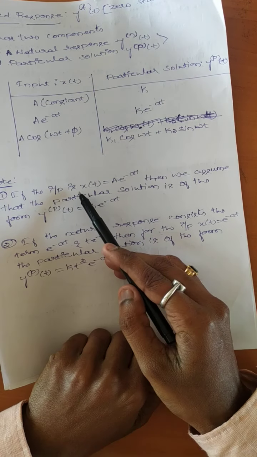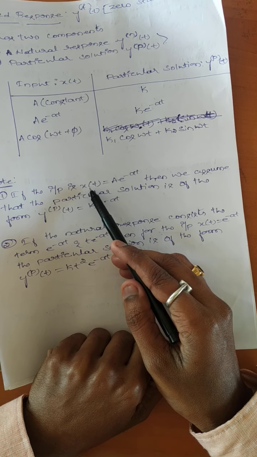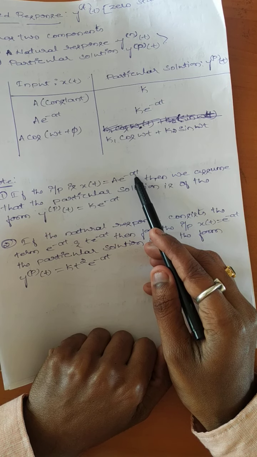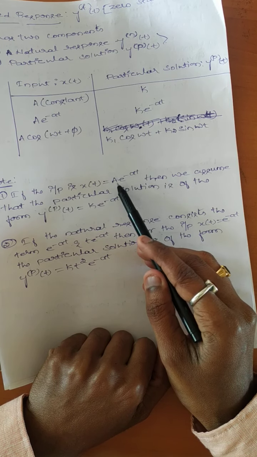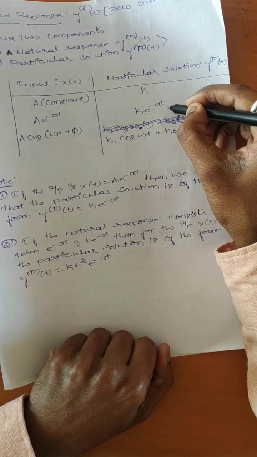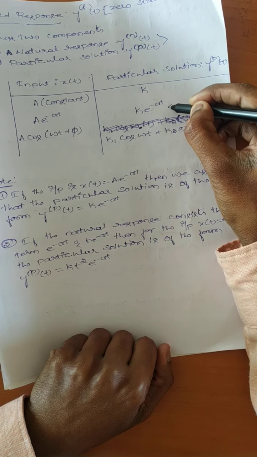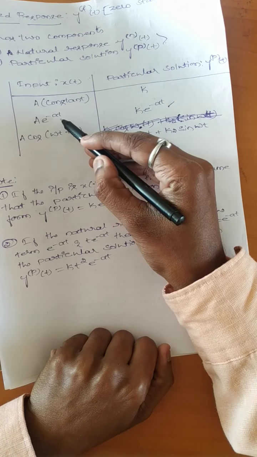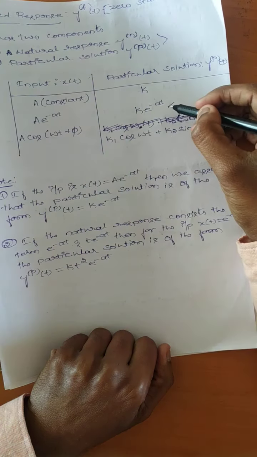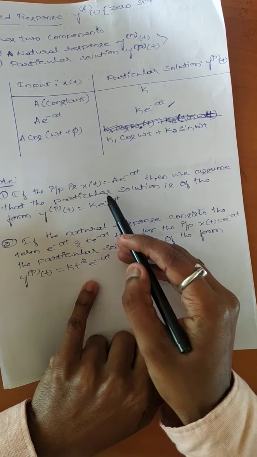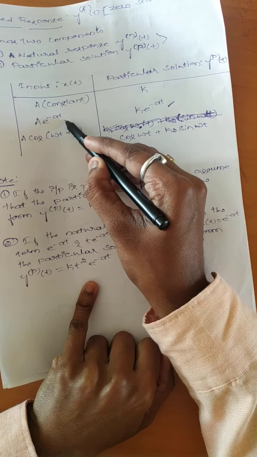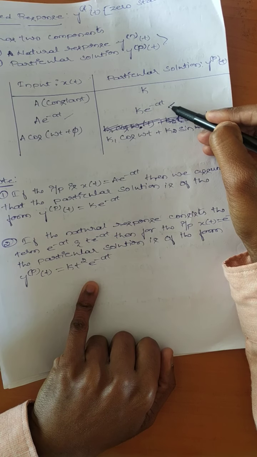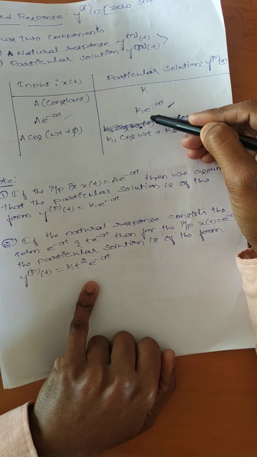So if the input is given in the form a into e to the power of at, you just have to write the particular solution like this. This is a suitable particular solution for input a into e power minus at. Look at this. If you are getting the input in this form, you just replace a into e power of minus at by k into e power at. That is what the first note is.